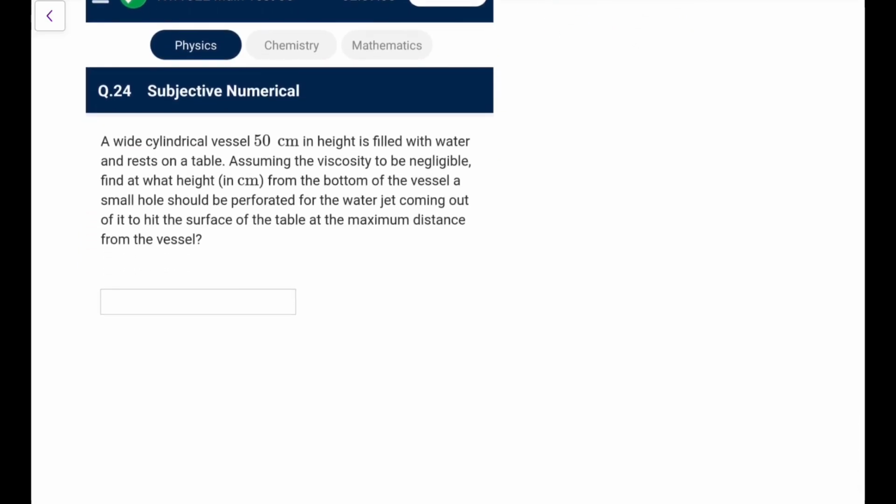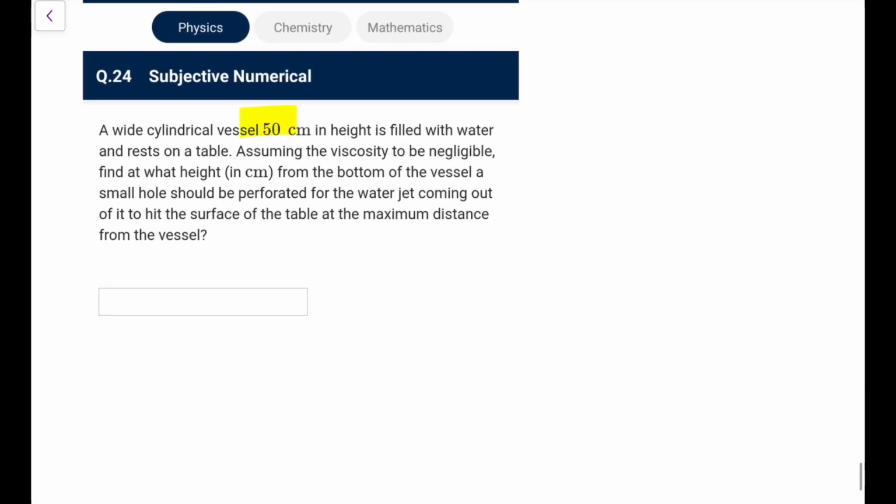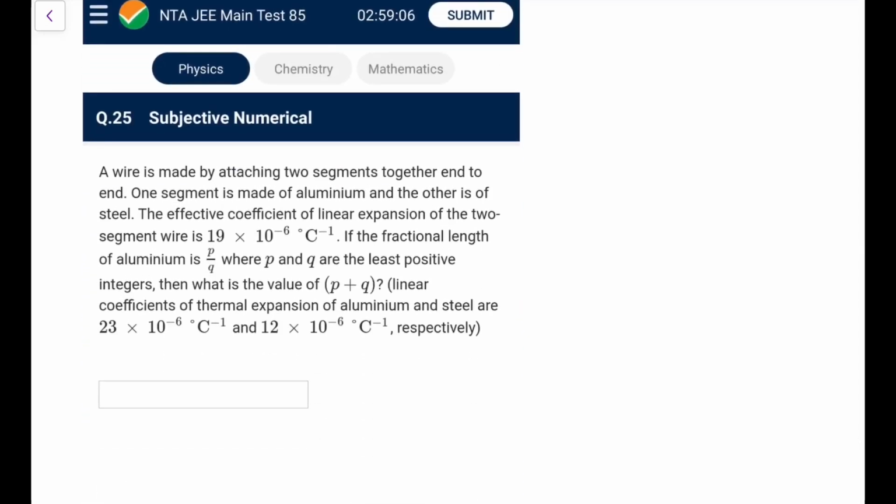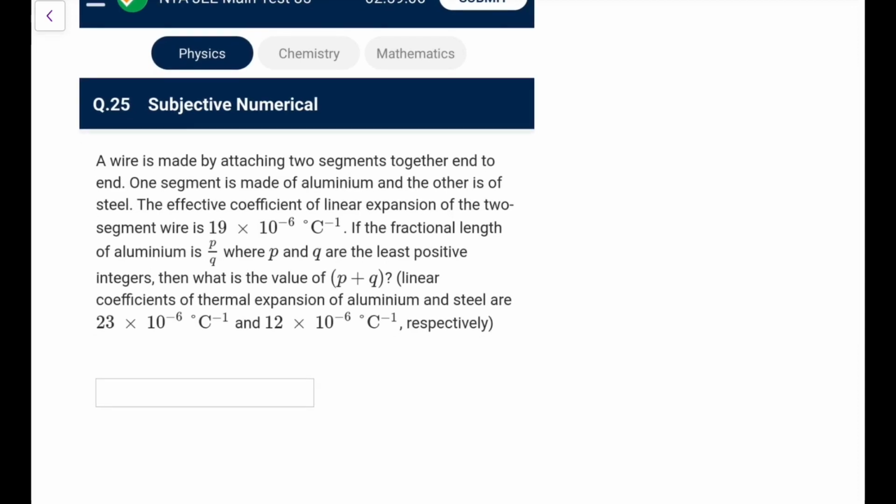A wide cylindrical vessel 50 centimeter in height is filled with water and rests on a table. Assuming the viscosity to be negligible, at what height from the bottom should a small hole be perforated so that the water jet coming out hits the surface of the table at the maximum distance? You know that has to be at h/2, nothing to solve, directly 25. You know that the maximum range would be when the hole is just in the center.